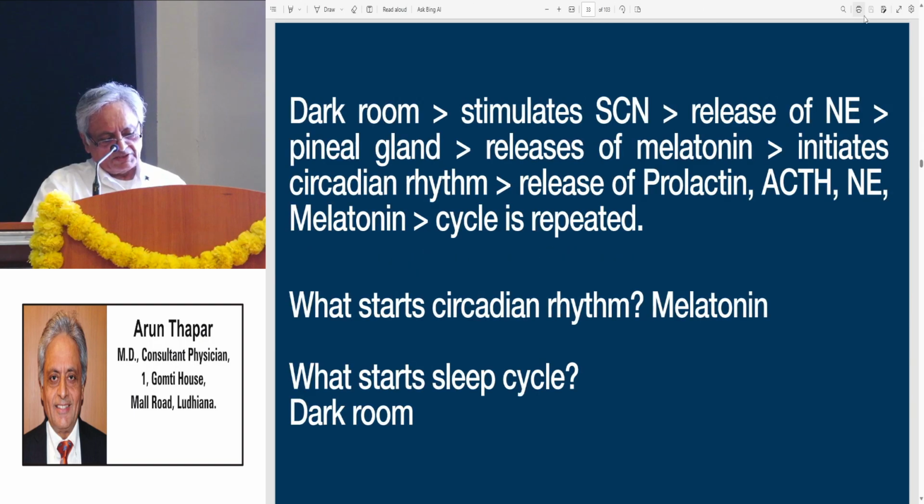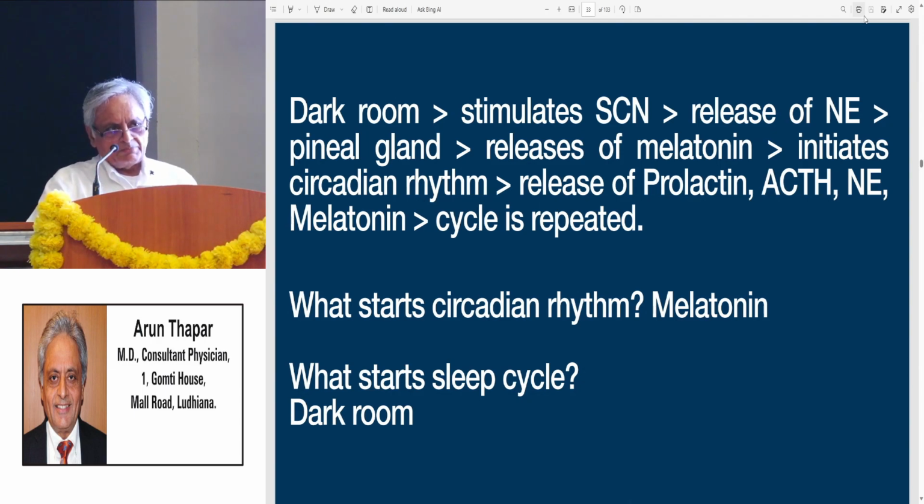The physiology of sleep is that there's a dark room. In the evening when you go to your room, it stimulates the suprachiasmatic nucleus. There is a release of norepinephrine. This norepinephrine acts on the pineal gland. There is a release of melatonin, which initiates the circadian rhythm. And further, there's a release of prolactin, ACTH, norepinephrine, and further melatonin is secreted, and the cycle is repeated.